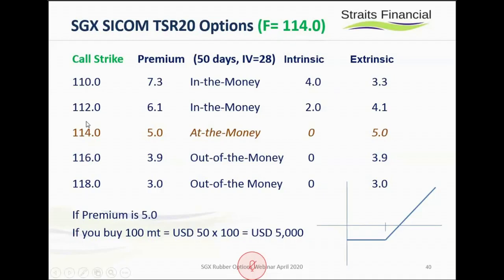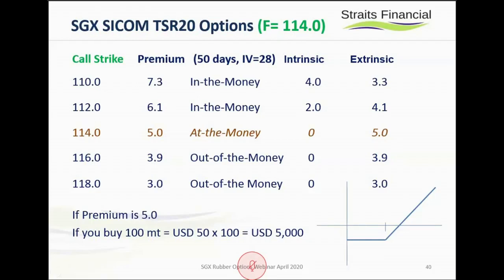Whereas, let's say if you choose the strike price 112, the premium is 6.1 or 6,100. You notice that the strike price is lower than 114, and the premium 6.1 is called an in the money option. Why? Because this in the money option has an intrinsic value of 2 and an extrinsic value or time value of 4.1. So if you take 4.1 plus 2, you get 6.1. Because this option is in the money, the call strike price 112 is lower than 114. And if you take 114 minus 112, you get 2.0, which is the intrinsic value.